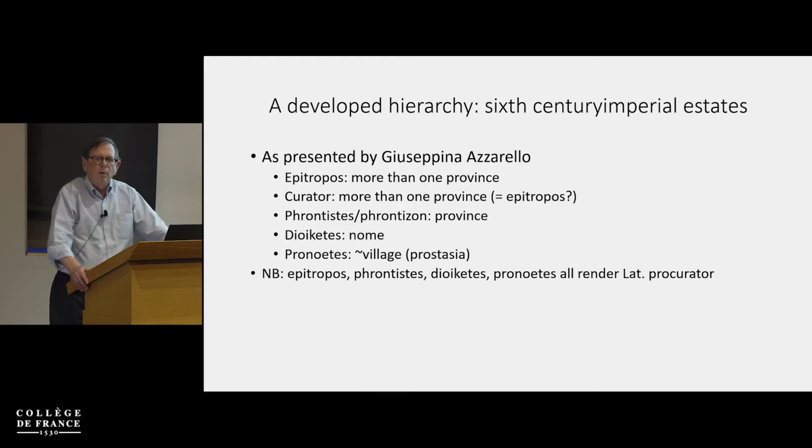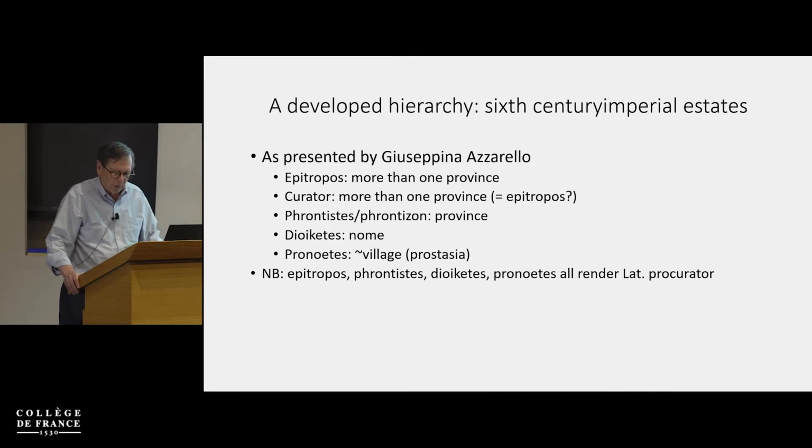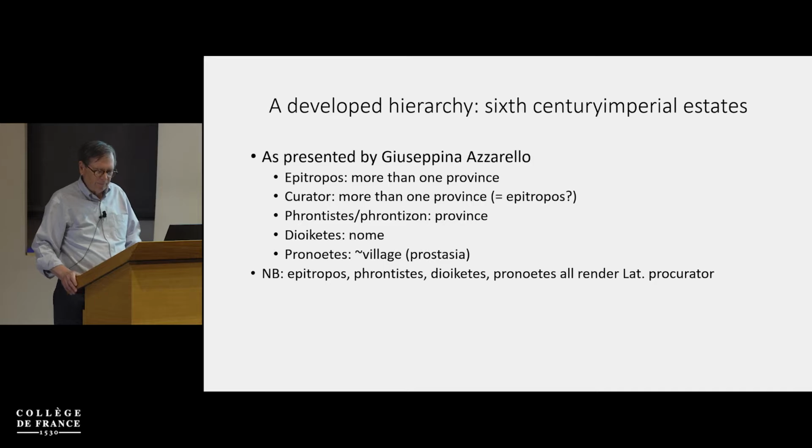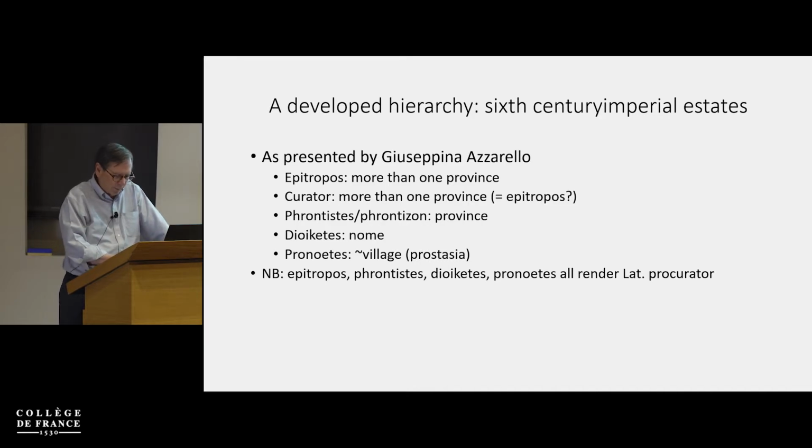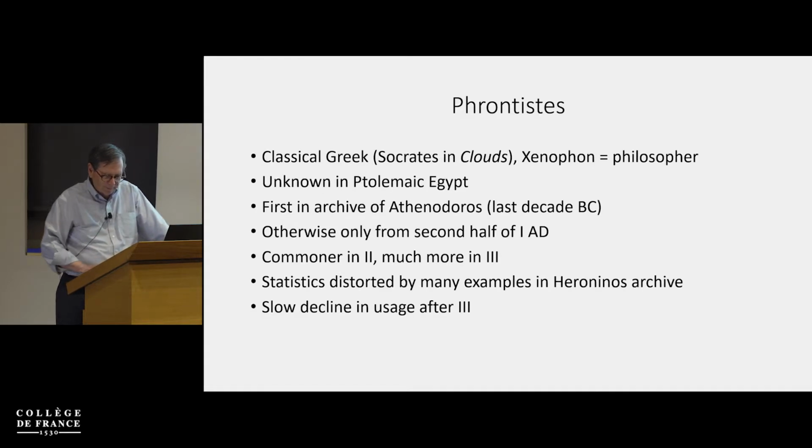Of course, epitropos has a long history in Greek to refer to administrators, and dioiketes was used already for the Ptolemaic finance minister. But in the case of dioiketes, there seems to be no continuity of usage between that Ptolemaic official and the minor figures attested in early Roman Egypt. The situation with frontistes and pronoetes is still more curious and bears closer examination.